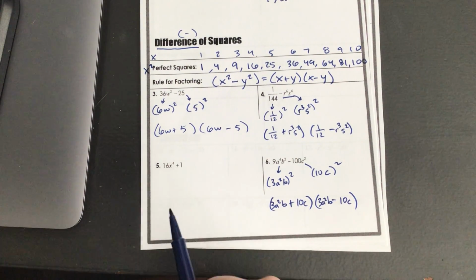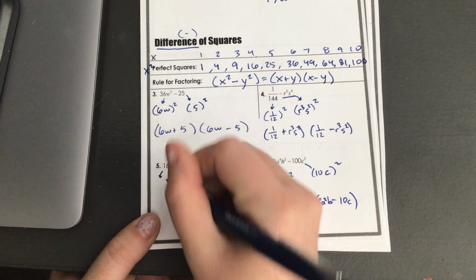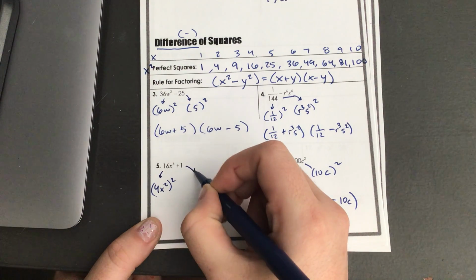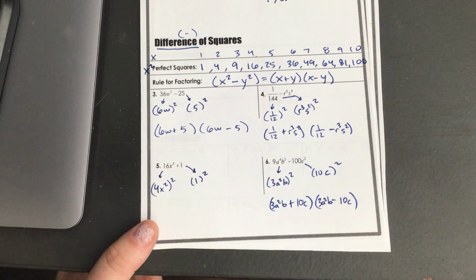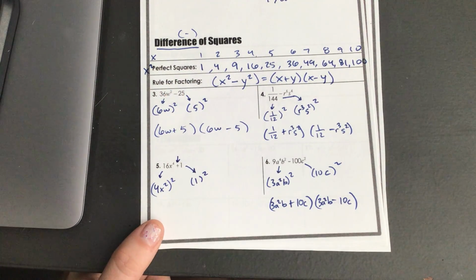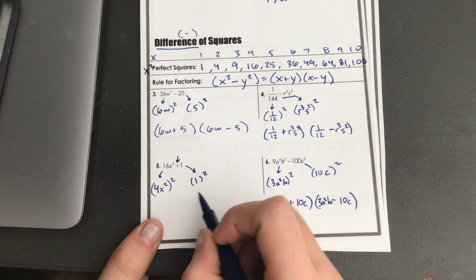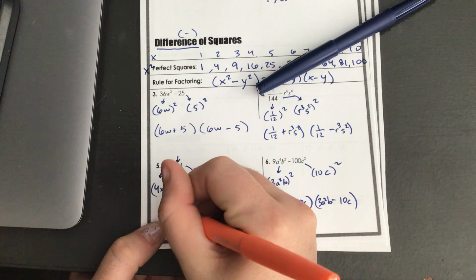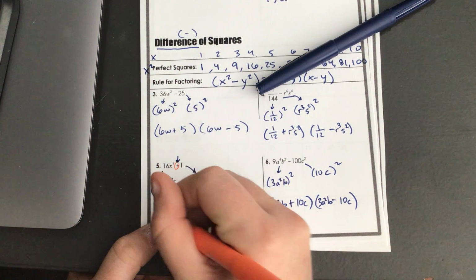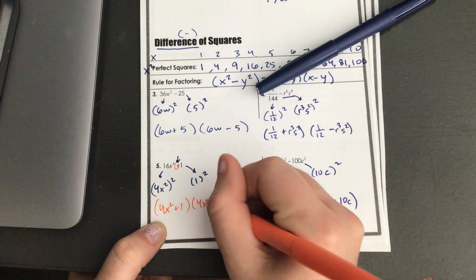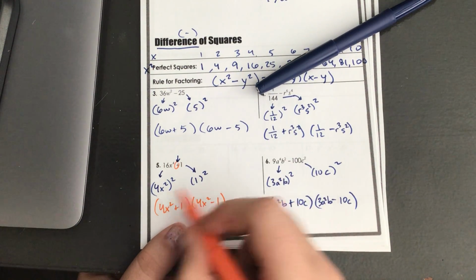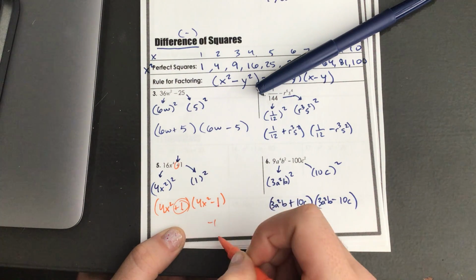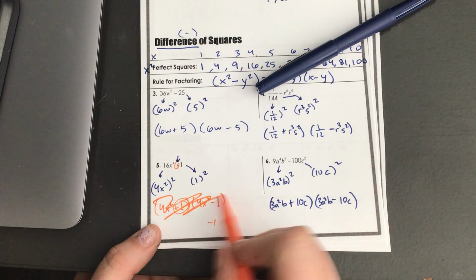I skipped this one. First of all, we could do what we've been doing and say that this is going to be 4x squared and this one's going to be 1 squared. But we don't want to do that because it's not the difference of squares. This is addition. Even if I set this one up, like if I didn't catch that plus sign right here, and I try to say 4x squared plus 1 times 4x squared minus 1, the big problem here is that when we multiply these together, 1 times negative 1 is going to give me a negative 1, not a plus 1. So this does not work.